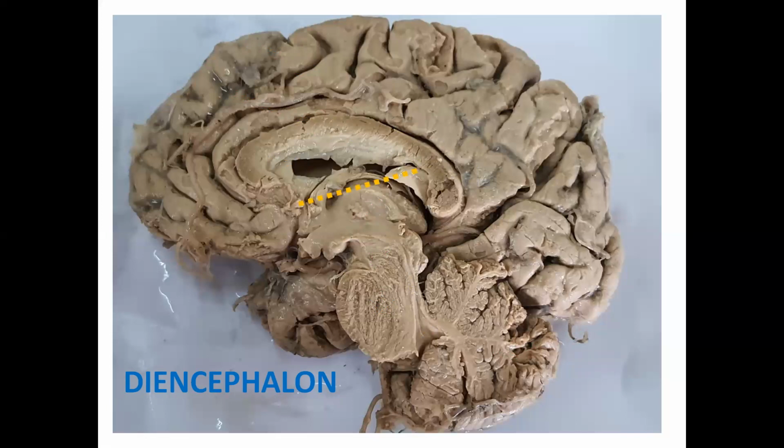Now, telencephalon is over. We are moving on to diencephalon. This area between the two dotted lines that you see here, that is the region of diencephalon. As I told you earlier, the arrow is pointing at the thalamus. The cavity of the diencephalon is third ventricle.